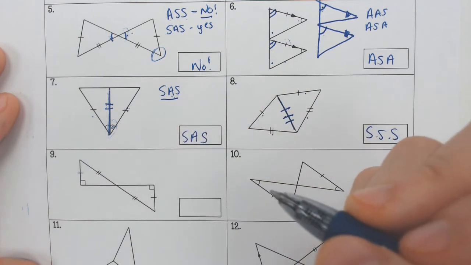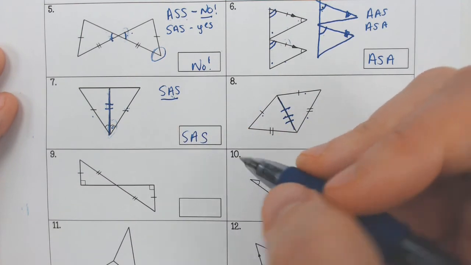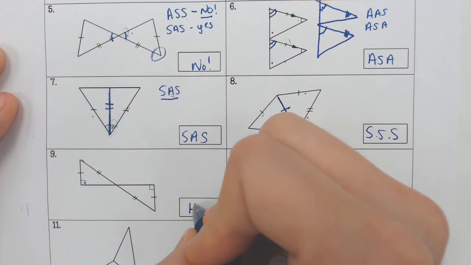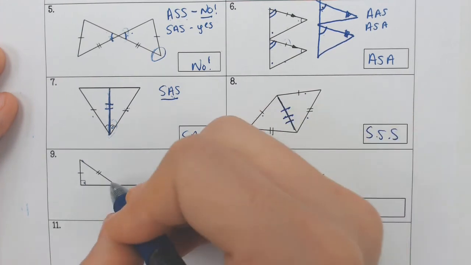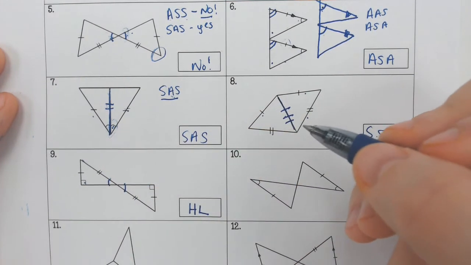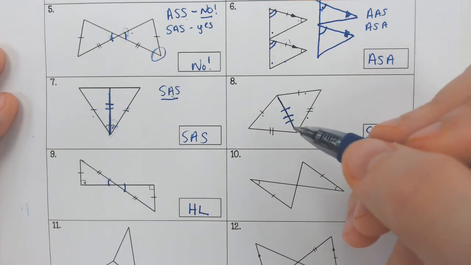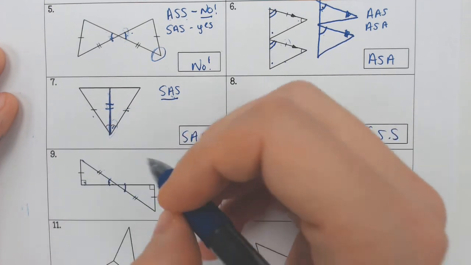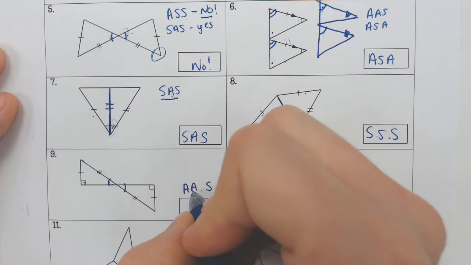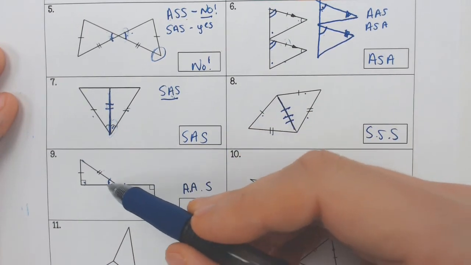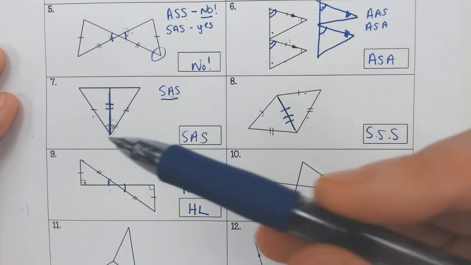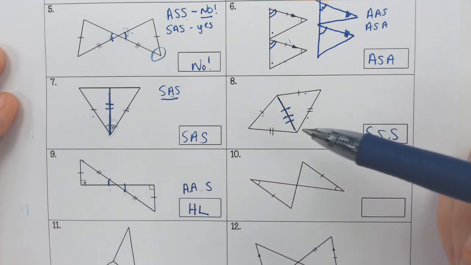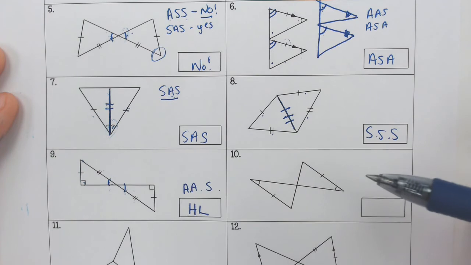On number 9, you actually could put a few different answers. As it sits right now, we have a right angle, we have a hypotenuse, we have a leg. As it sits right now, it is hypotenuse leg. However, you could also fill in the vertical angles, and now it could be a lot more things. It could be angle, angle, side as well, because we have two angles and a side. So another option would be angle, angle, side congruency, because those vertical angles would add that additional angle. Side, angle, side would not exist, because this angle is not in between the two sides. So this would only be angle, angle, side, or hypotenuse leg.